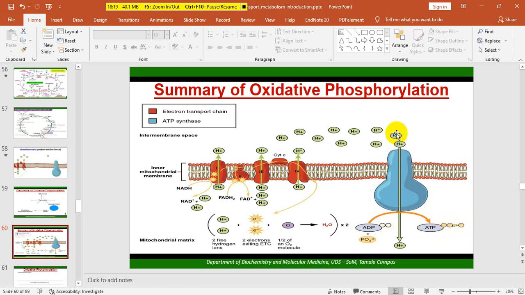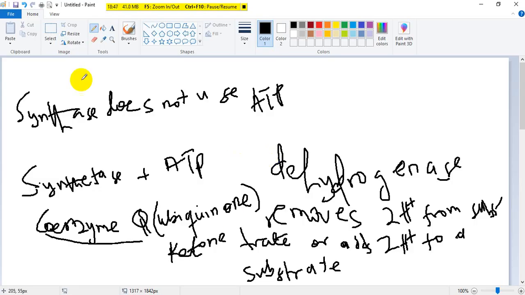So the protons will come down their electrochemical gradient through this complex, and this is what we call chemiosmosis. The final electron acceptor is molecular oxygen. Here we are seeing only 1 oxygen, but there are supposed to be 2, so that's why we have times 2. Molecular oxygen is the final electron acceptor.